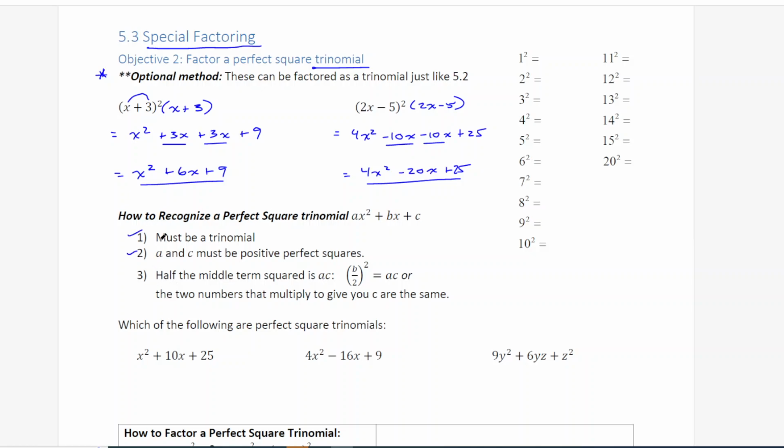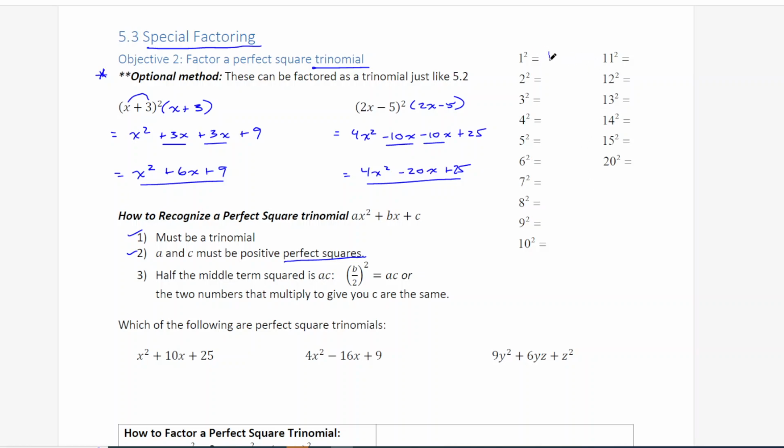Number two, the front and the back coefficients are positive perfect squares. So the number in front of the x squared is a perfect square. The number on the end is a perfect square. Same thing here, 4 and 25. And if you're not comfortable with your perfect squares, I've listed them here just to get you used to them. So let's just take a minute to make sure we can recognize positive perfect squares.